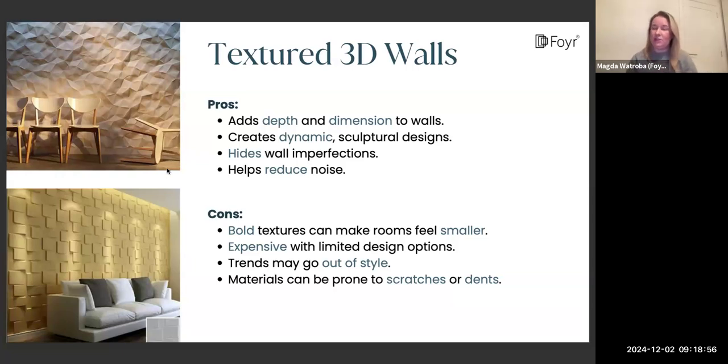When it comes to advantages, they will add depth and dimension to our walls, and of course create a point of interest. So it's a very easy way to create a focal point in a room with a 3D texture. They will create dynamic when we have a wood texture or a more sculptural texture that will add even more interest and dimension to the room. It can hide imperfections that we have on our drywall, and some of them can help reduce noise, especially the ones that are intended to do so.